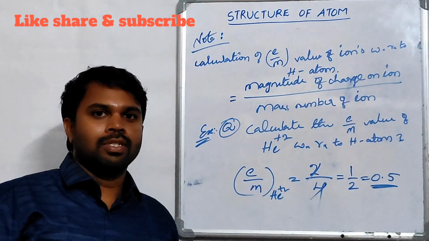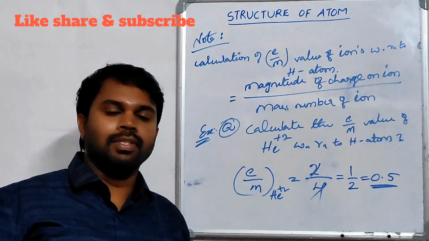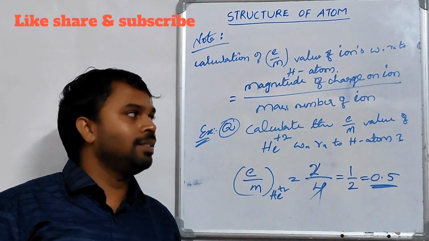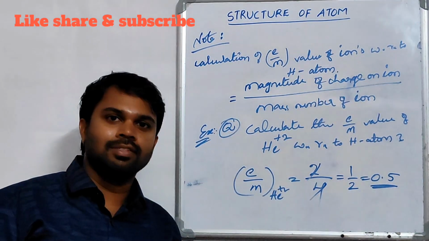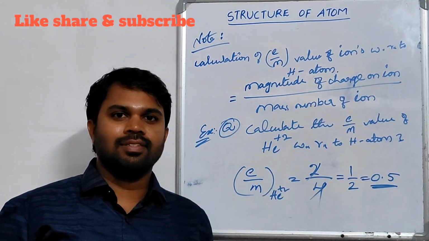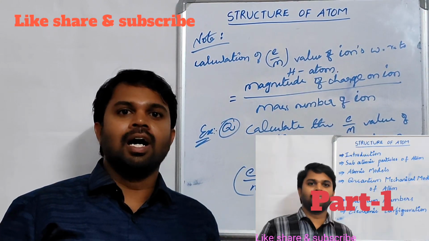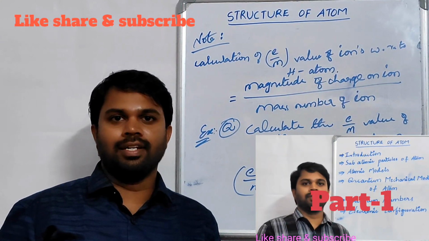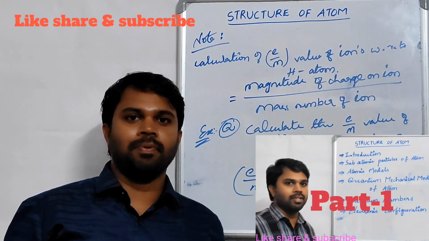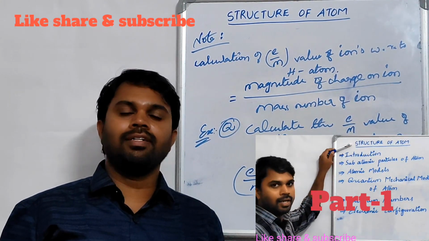This is how the discovery of the electron with the help of the cathode ray experiment and the E by M ratio of the electron was calculated. That's it for today's class. In our next class, we will discuss how the charge on the electron was calculated with the help of Millikan's oil drop experiment, and the discovery of proton and neutron.